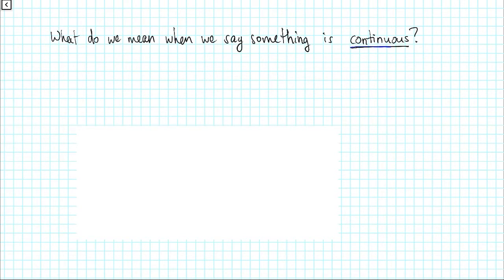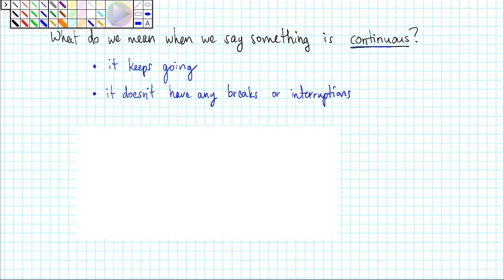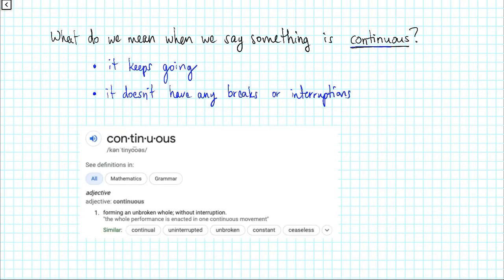All right, so some people notice that it has the word continue in there. And so some people will naturally gravitate towards continuing being to keep going. If something is continuous, it keeps going. And I want to bring in another meaning of continuous, and that is basically that it doesn't have any breaks or interruptions. So if you look up the definition of continuous: forming an unbroken whole or without interruption. A lot of times, when asked about continuous without context, people go with the first definition, that it keeps going.